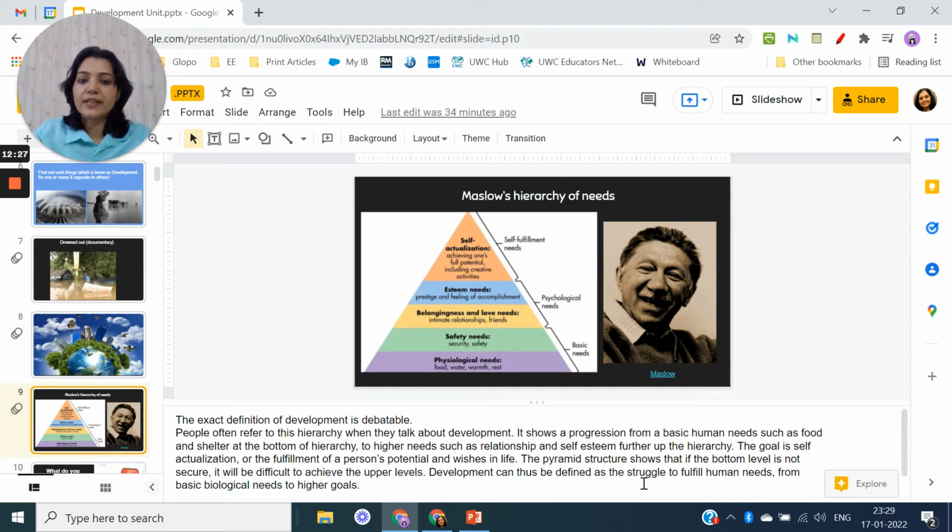Development can thus be defined as the struggle to fulfill human needs from basic. This is what I have spoken already. The goal is self-actualization or the fulfillment of a person's potential and wishes in life. The pyramid structure shows that if the bottom level is not secure, it will be difficult to achieve the upper levels. So that's why it has been put down in such a way where you need to meet first the basic needs or the biological needs, and then gradually you move further. So this is Maslow's hierarchy of needs.